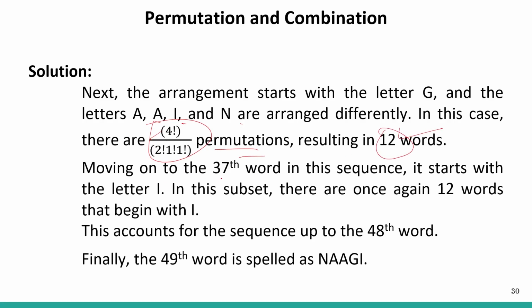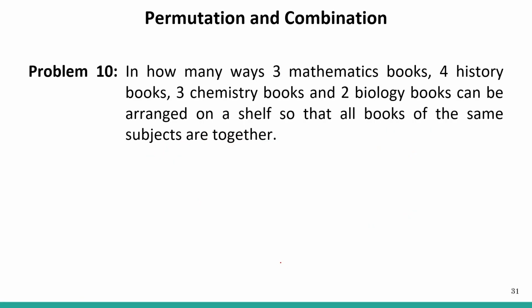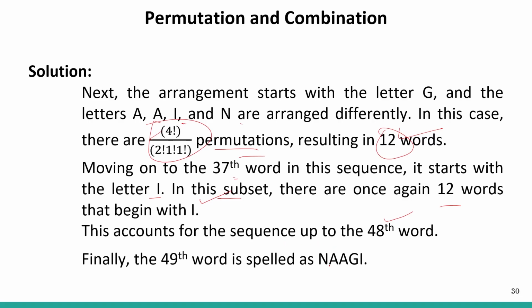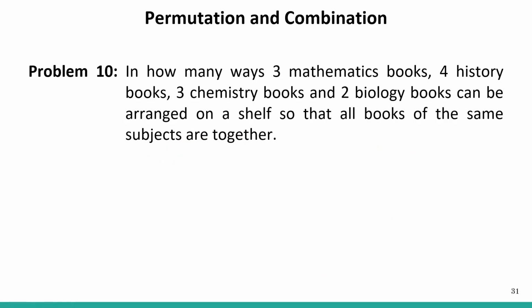So moving on to the 37th word. In this sequence, it starts with the letter I. And in the subset, there are once again 12 words that begin with I. So this accounts for the sequence to be up to the 48th word. So finally, the 49th word is spelled as Nagi.